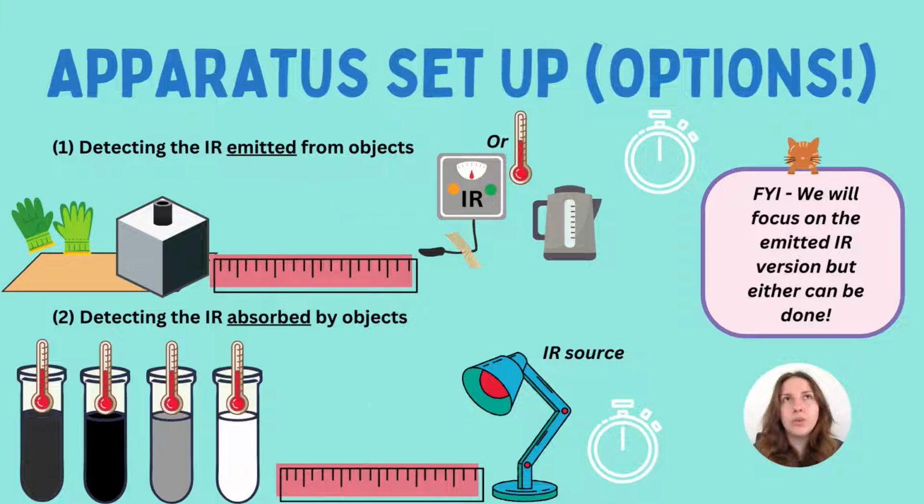So what you could do is, instead of detecting the infrared, you could actually have an infrared source and heat up an object and see how the temperature increases. So that's something else you could do to change this practical up and see a different version of it. That's something you could also investigate.